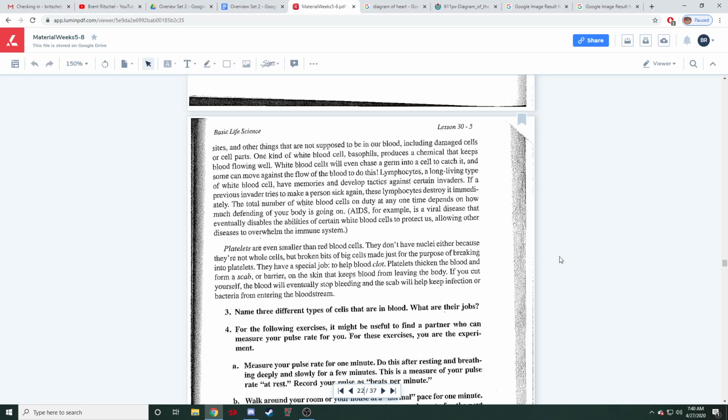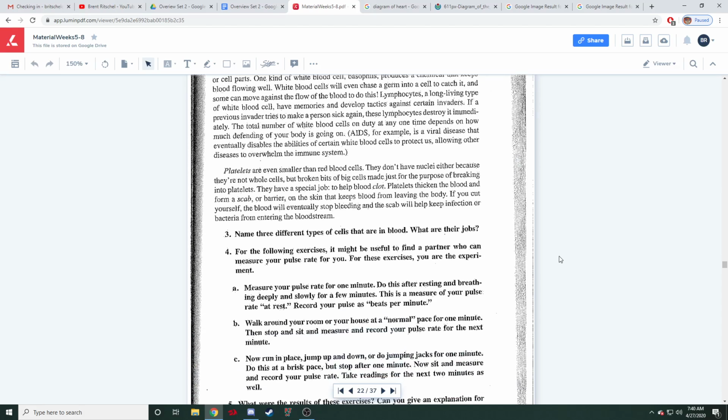Lymphocytes, a long-living type of white blood cell, have memories and develop tactics against certain invaders. If a previous invader tries to make a person sick again, these lymphocytes destroy it immediately. The total number of white blood cells on duty at any one time depends on how much defending of your body is going on. AIDS, for example, is a viral disease that eventually disables the ability of certain white blood cells to protect us, allowing other diseases to overwhelm the immune system.